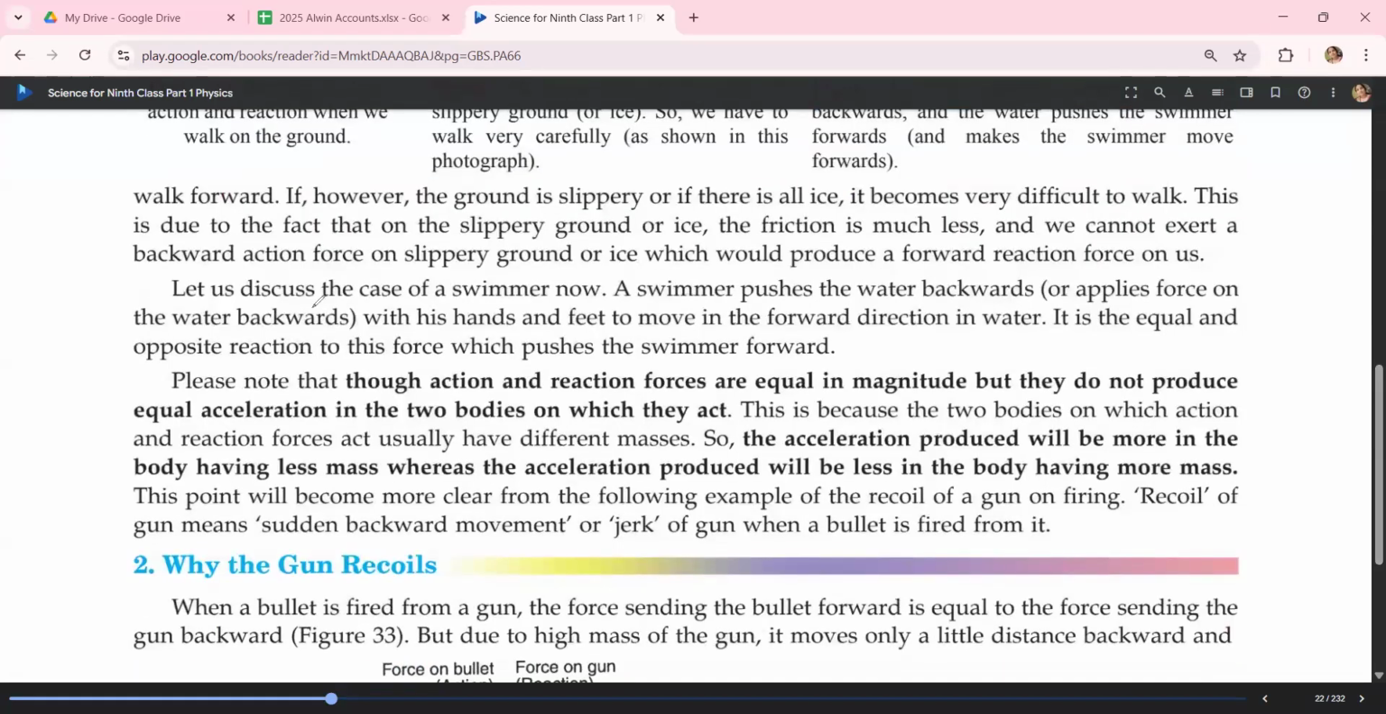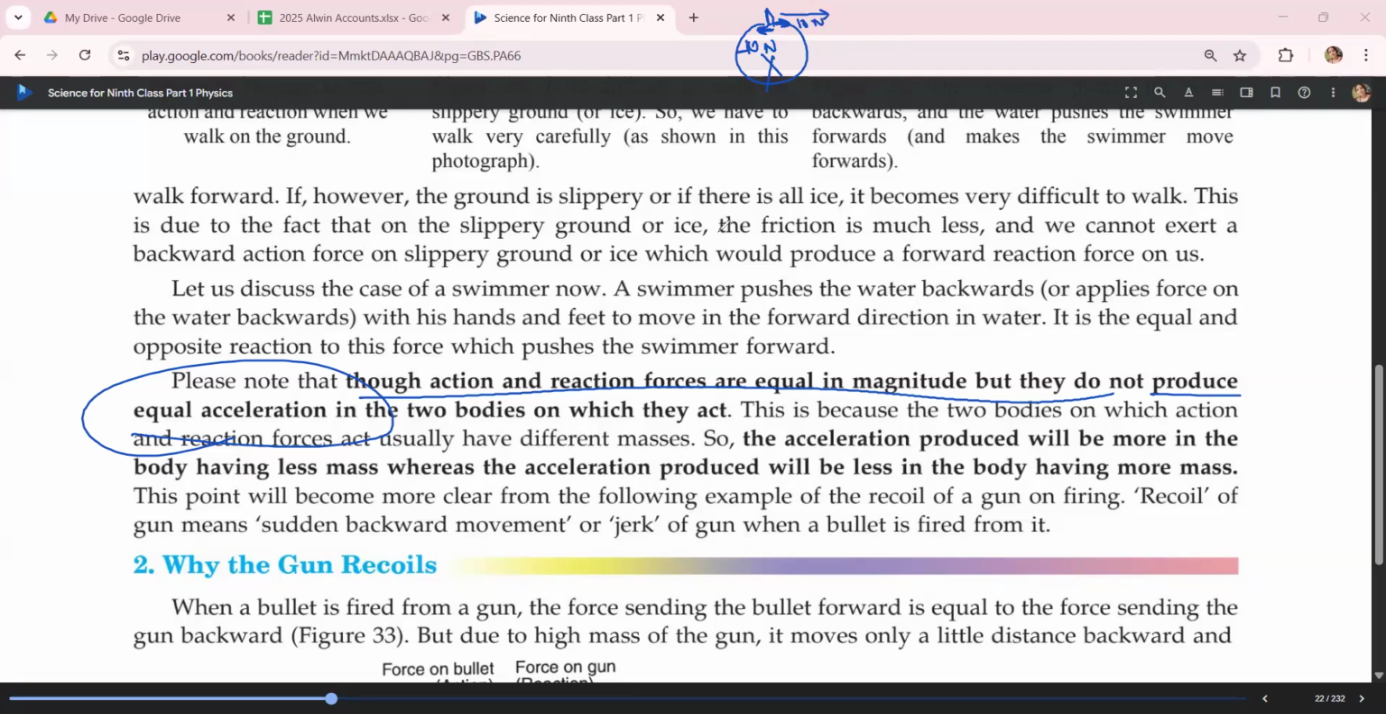Please note that though action and reaction forces are equal in magnitude, they do not produce equal accelerations. When you push the earth, you are standing somewhere on top of it. So you are pushing the earth backward and the earth is pushing you forward. With this arrangement, you see yourself moving, but the earth doesn't move at all. Why is this happening? The forces that both are exerting are equal. If this is 10 Newton in the positive direction, this is 10 Newton in the negative direction. Both the forces are equal, yet you cannot see the earth moving and you are moving.